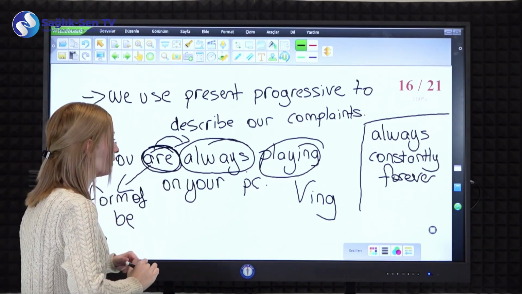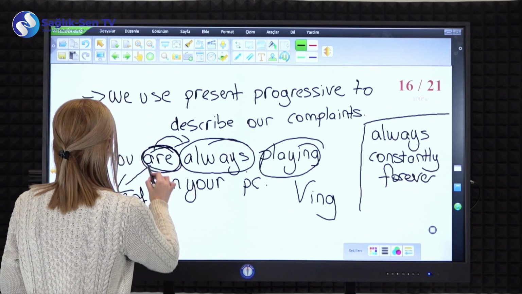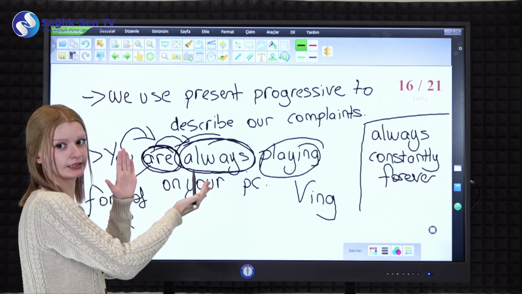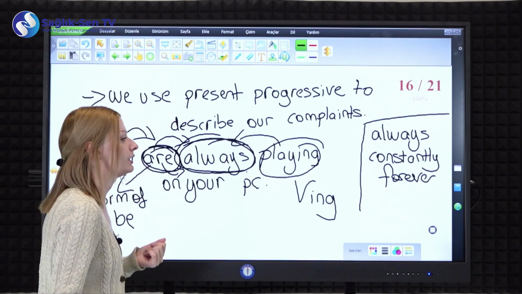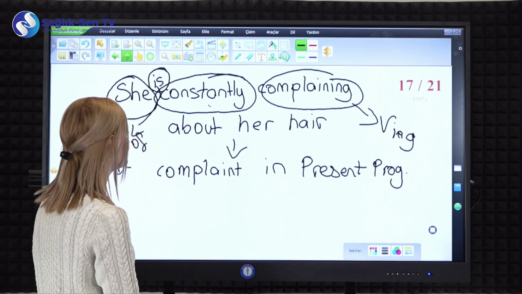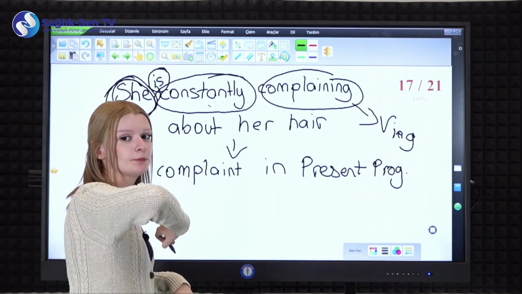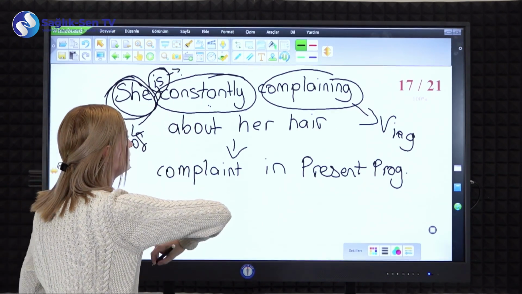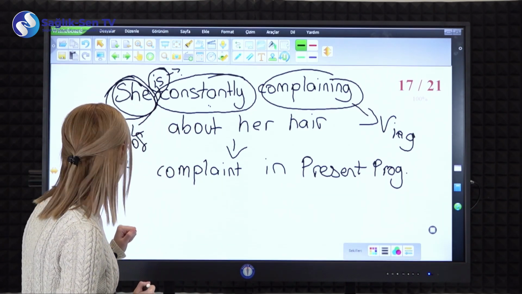I look at my present continuous usage. You get always, the placement in the sentence, we said after the be and before my verb ing. She's constantly complaining about her hair. Now, my subject is she, that's why my form of be is. Constantly my time phrase and my verb ing.